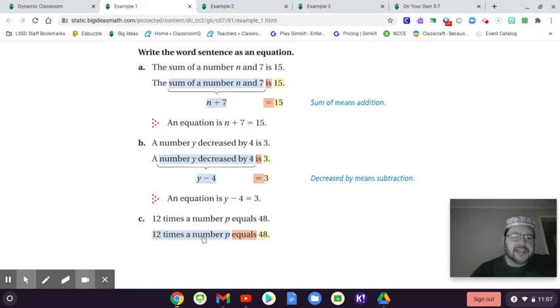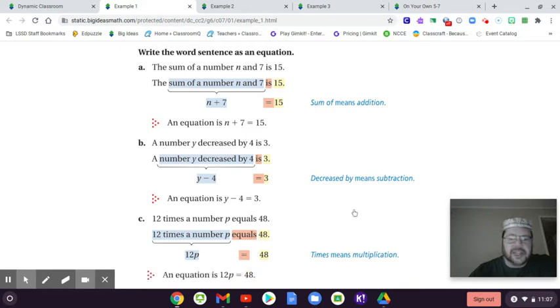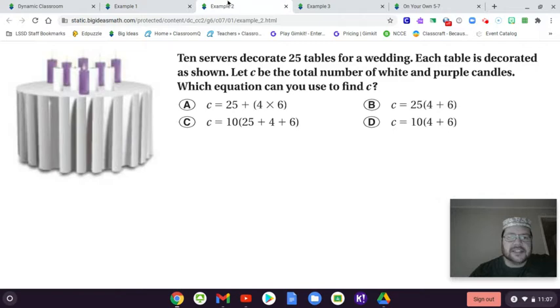So our third example, 12 times a number p equals 48. Again, we want to break it down. 12 times the number p means to multiply 12 and the number p. We're no longer going to be using an x or even a dot necessarily for multiplication. For this one, you can just put 12 times p as 12p. Equals is the same as is. It's an equal sign. It's 48. So 12p equals 48.